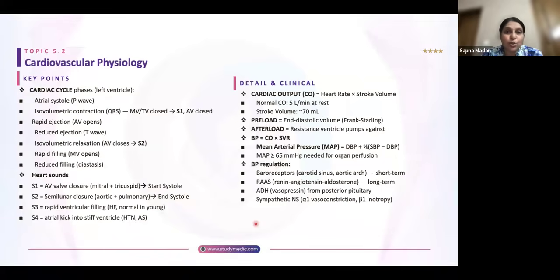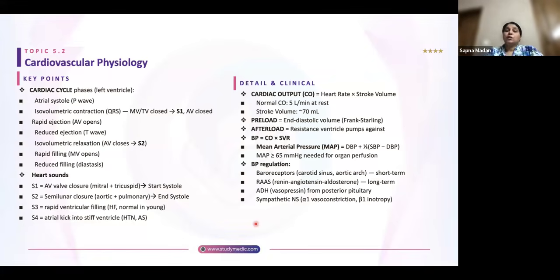All right, so what is cardiac output? How much blood does the heart have to pump? That is a product of the heart rate and the stroke volume. So at rest, a normal cardiac output is around 5 liters per minute, and the stroke volume is around 70 ml. Okay, so the cardiac output is a product of both of these factors.